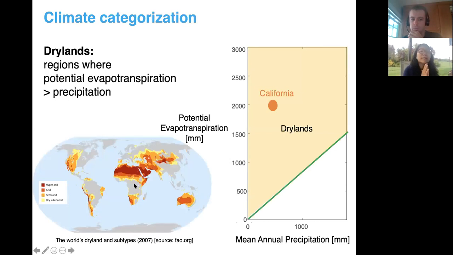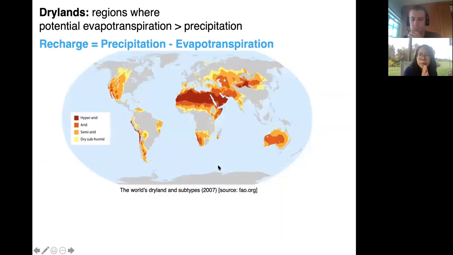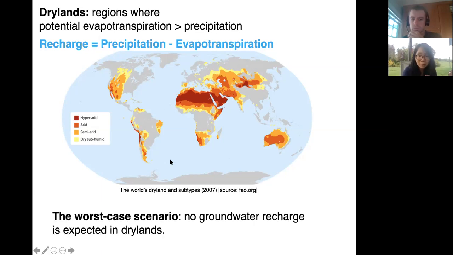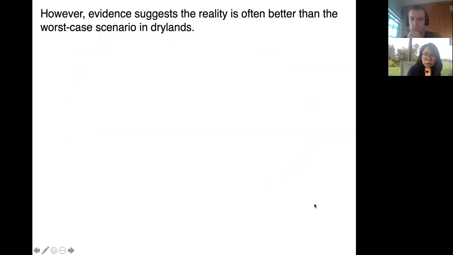And so California is not alone. Of course, a significant portion of the world is considered as drylands. And so here's a map showing where they are. So drylands are really interesting because by definition, it is places where more water is being lost than being precipitated down. So according to this simple equation, we would expect no groundwater recharge in these areas. So in the worst case scenario, we do not expect recharge.